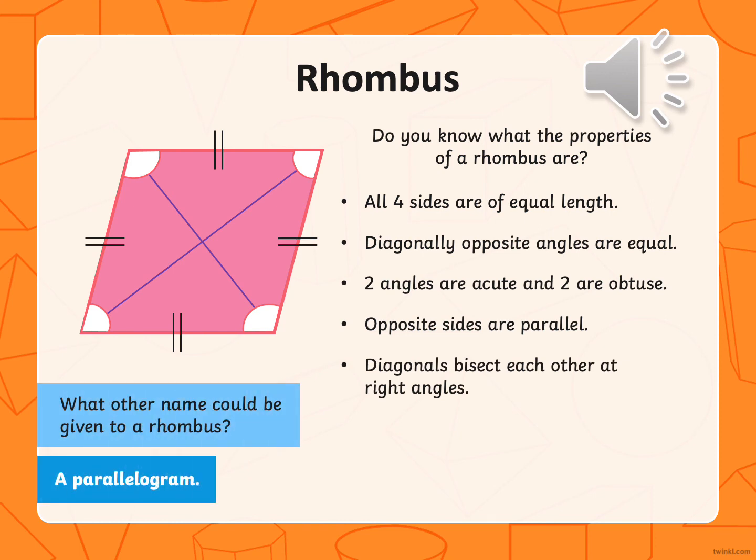So the next quadrilateral is a rhombus. What do you know about a rhombus? Well, all four sides are the same length. The angles opposite each other diagonally are the same. They are equal. Two angles are acute and two angles are obtuse. Opposite sides are parallel. And the diagonals bisect each other at right angles.